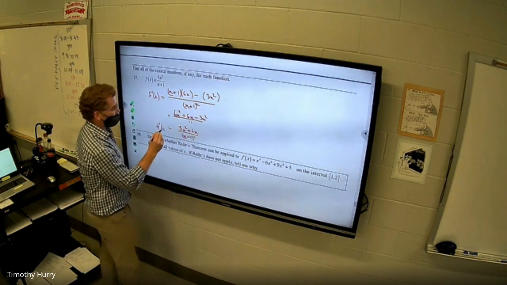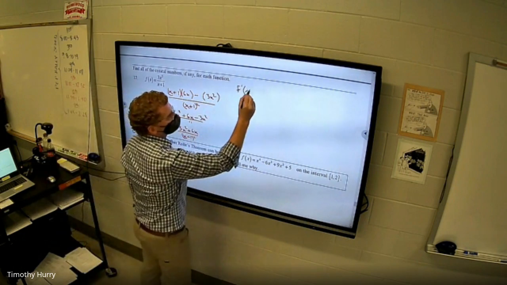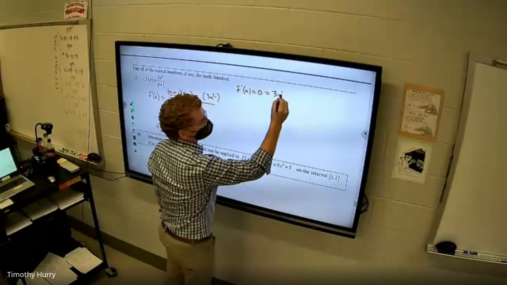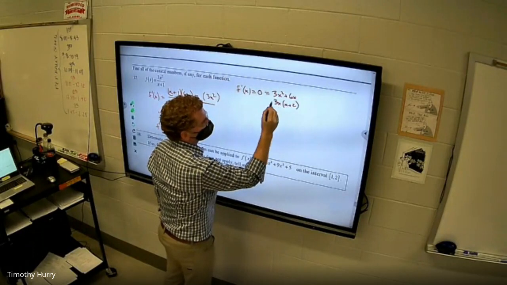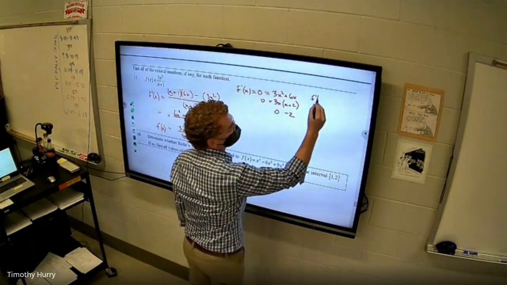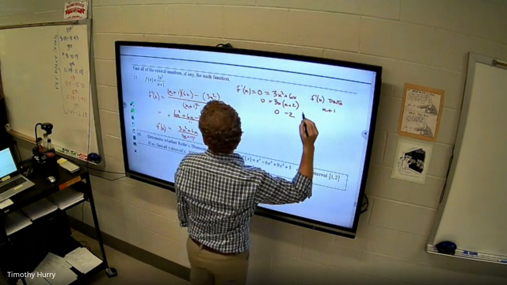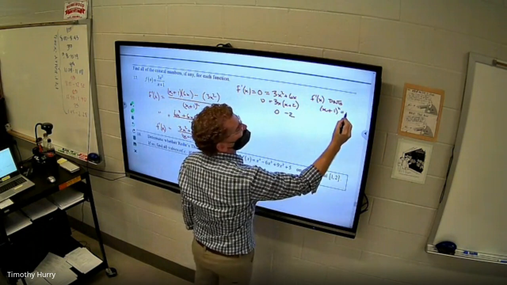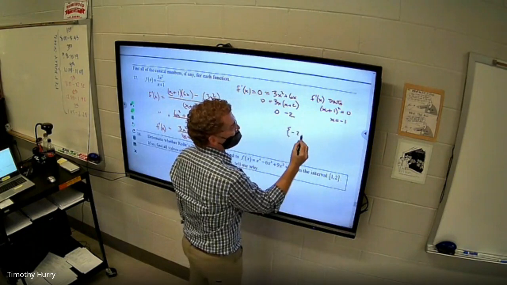So here is their derivative. And then they go, okay, the derivative is 0 when the numerator is 0. And then they factor that, and they get 0 and negative 2. And then they say the derivative is DNE when the denominator, x plus 1 squared, is 0. And then they solve that and they get x equals negative 1. And then they come in here and they tell me that these are the critical numbers.